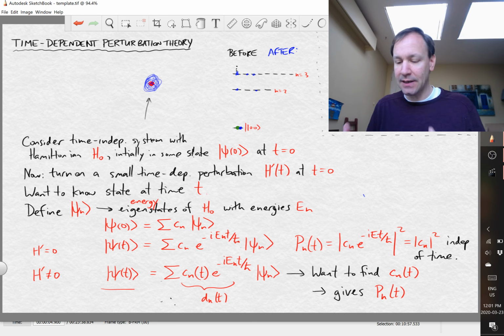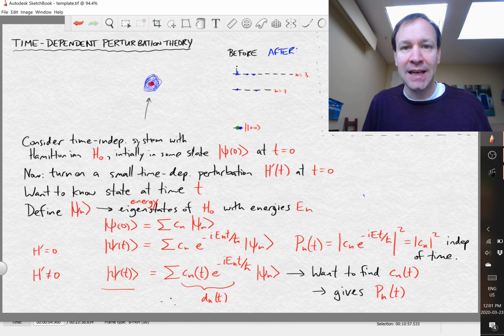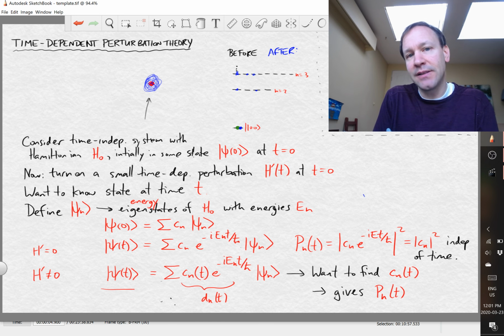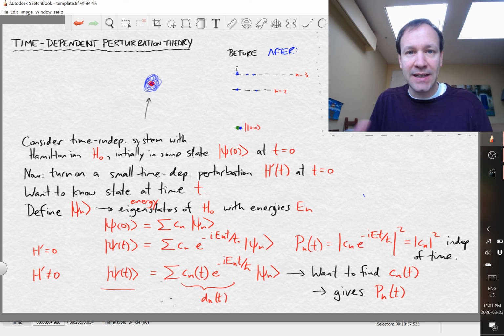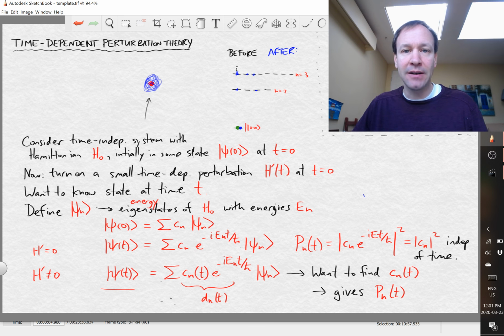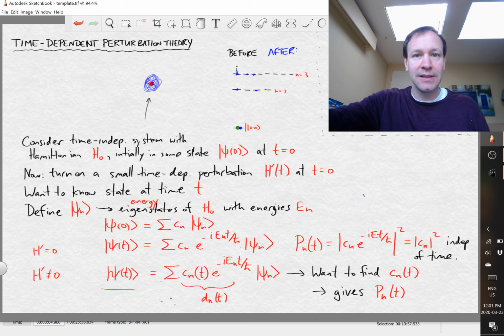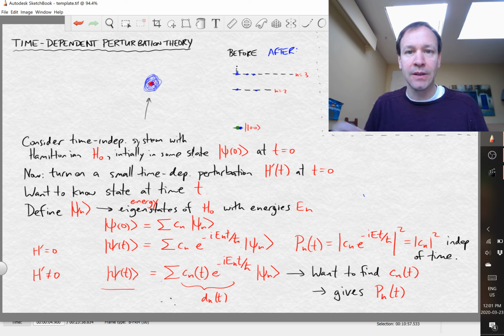Okay, so back in our hydrogen atom example, maybe we start in the ground state. We have this small time-dependent perturbation when the electromagnetic wave goes by, and then we want to be able to calculate after some amount of time what is the probability that we've moved up to the 200 state, or the 300 state, or the 211 state. So in the next video, we will attack this problem mathematically using the technique of perturbation theory.